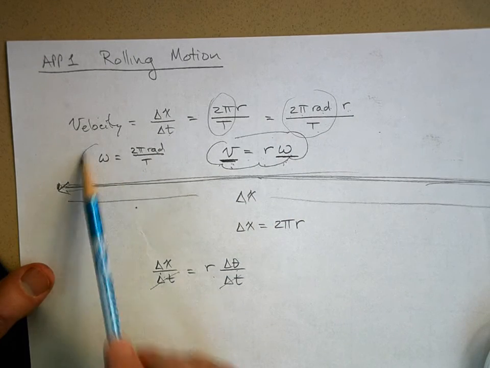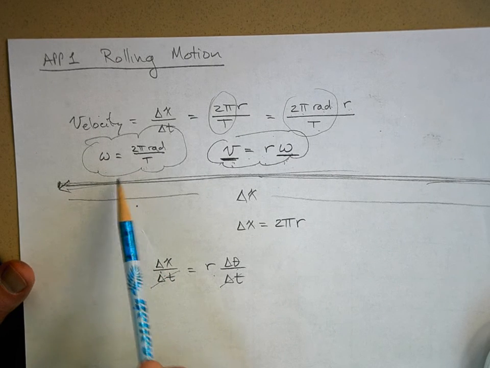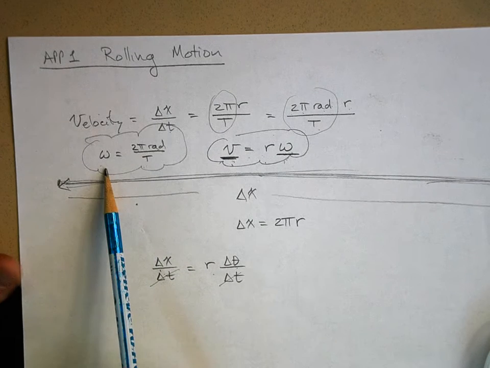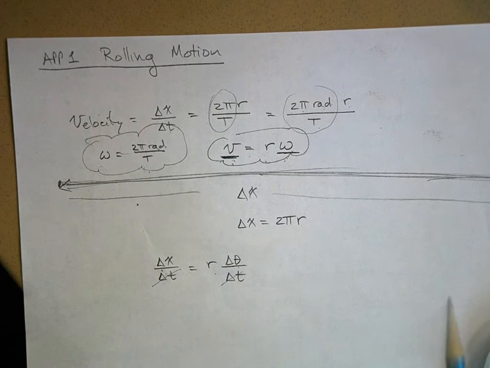I kind of boogered this one up in the last lecture that I did for you guys, but this makes a lot of sense, right? 2 pi radians in one period is what I go through when I'm spinning. It's also related to my linear speed if I'm rolling.